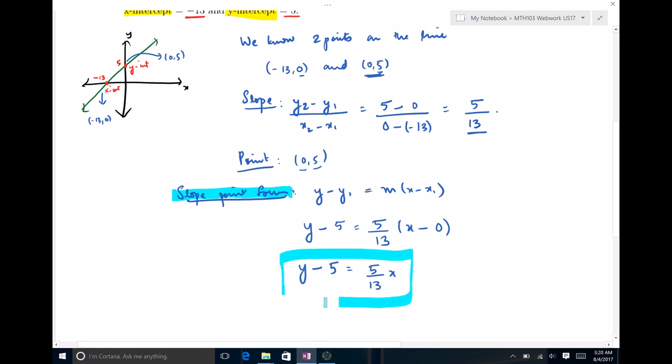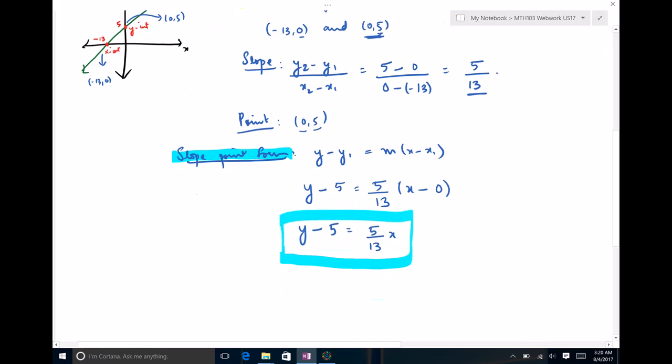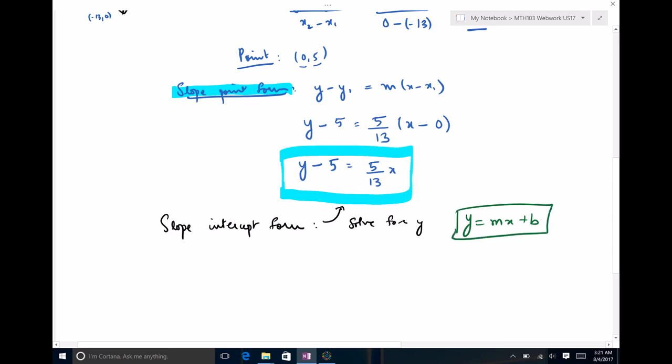I also need to find out what the equation is in the slope-intercept form. In order to find the slope-intercept form, all you need to do is take this equation and solve for y. Remember that this is what the slope-intercept form looks like. Your goal is to get an equation that looks like this: y equals mx plus b, where m is the slope and b is the y-intercept.